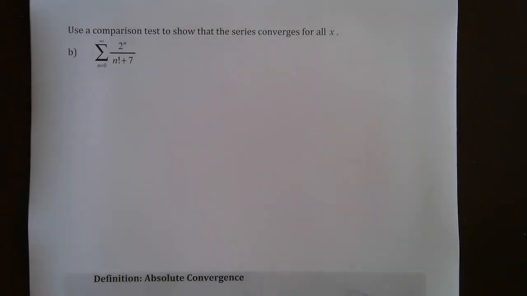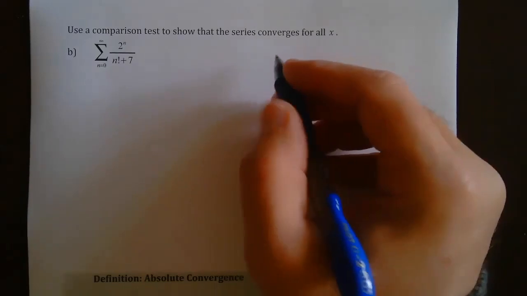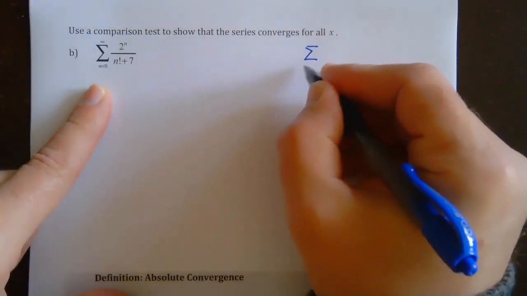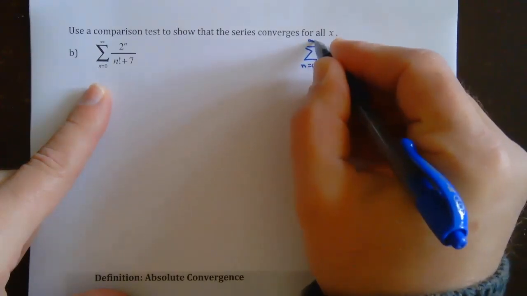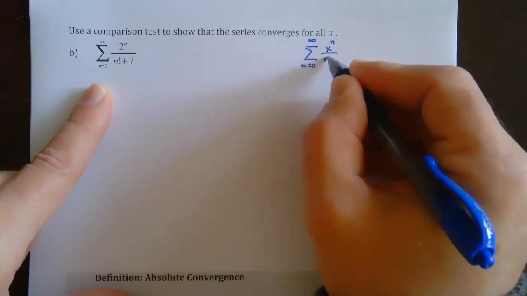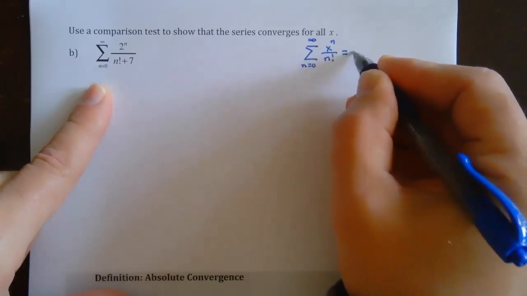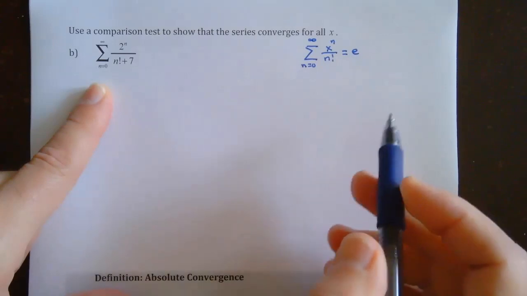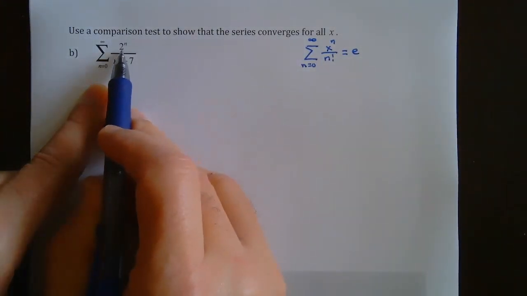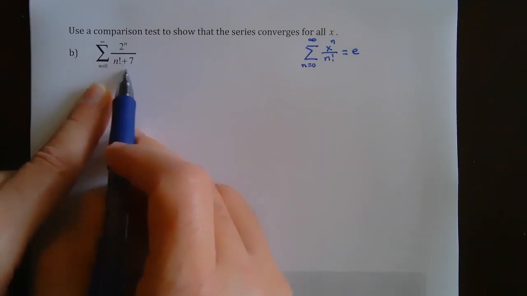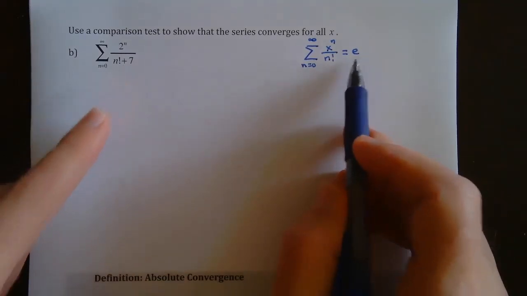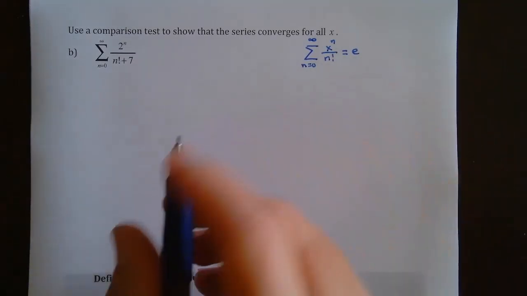For the next part of example 2, for part B, what we need to look at is, again, we know that sigma n equals 0 to infinity x to the n over n factorial is always going to equal e. This is a fact you should know. So comparing this one, what's in the x spot is 2, and then we have n factorial. So it's this plus 7 that makes it not perfectly e or a version of e. So what do we need to do?